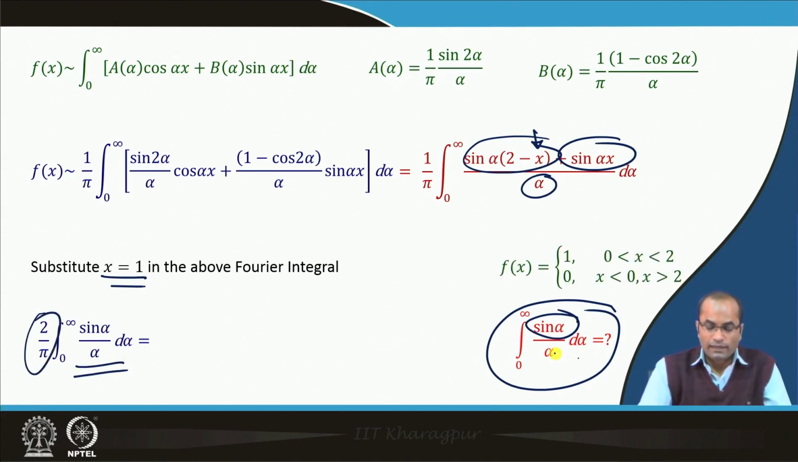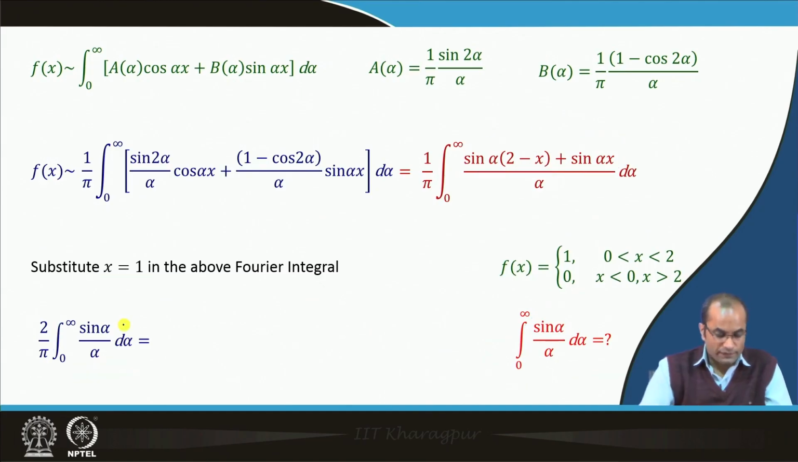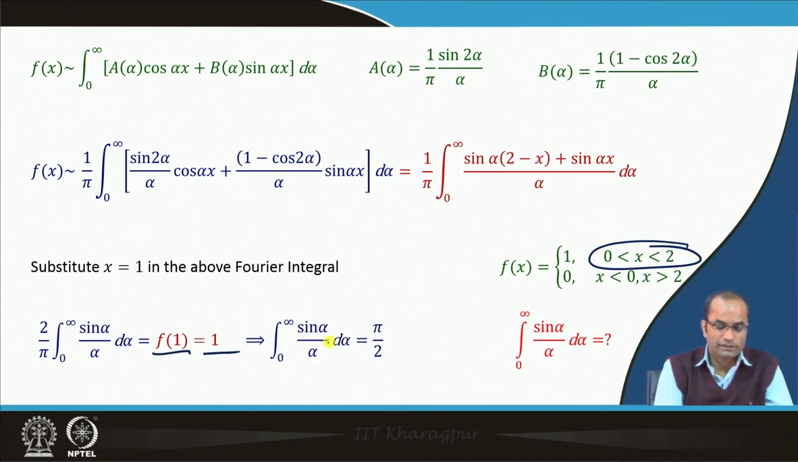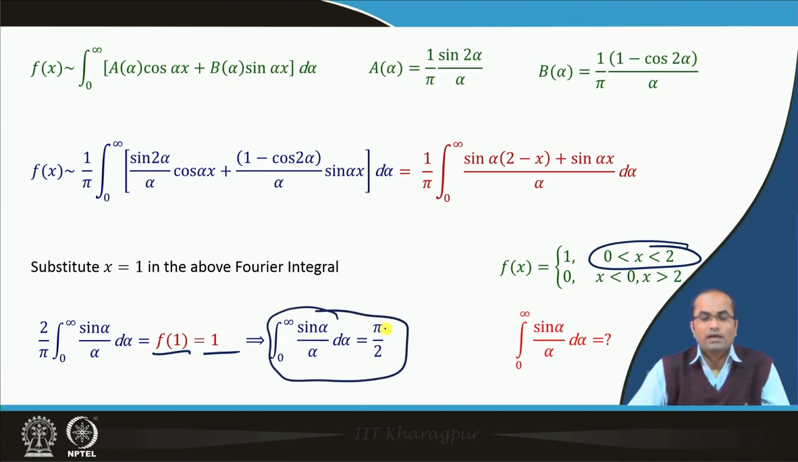and now the question is to what value this integral will converge, because at x is equal to 1 the function is continuous there. So, at x is equal to 1 the function value is 1. So, this integral will converge to the function value, the function is continuous there. So, there will be no averaging done there. So, we have f of 1 which is exactly 1 there. So, this integral of sin alpha over alpha d alpha will be pi by 2.